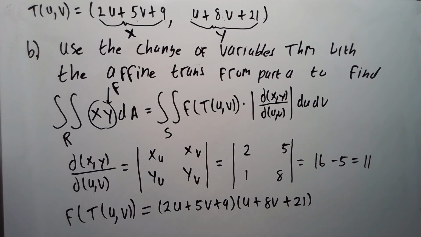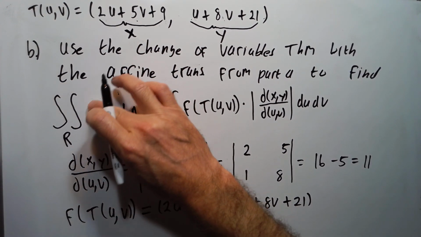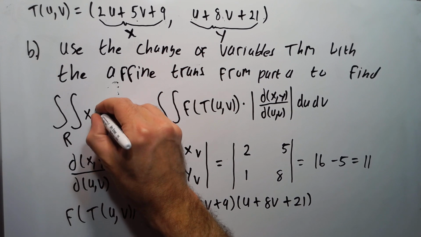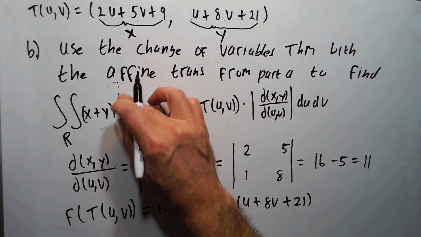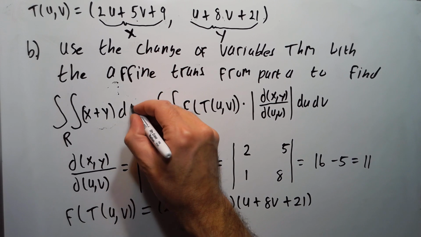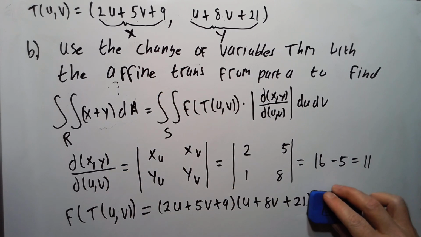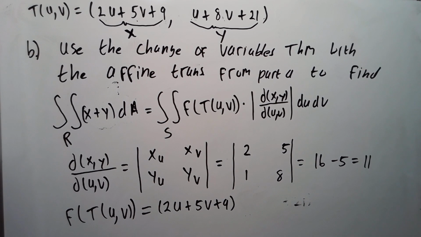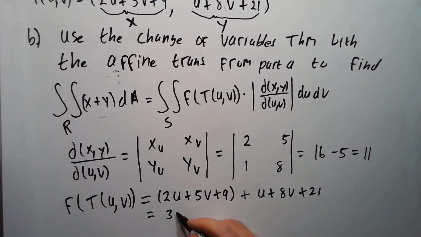Sorry, I just noticed something. I have my wrong f here. For this question, actually, it should be x plus y. Okay, so let's make it x plus y. That's going to change this to a plus here. So it'll be plus u plus 8v plus 21. Okay, so adding those, we'll have 3u plus 13v plus 30.